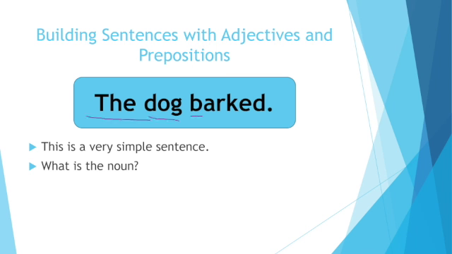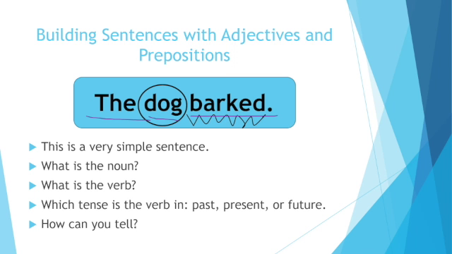The dog barked. What is the noun in that sentence? Right, the noun is dog. Dog is a thing. What's the verb in this sentence? Correct. The verb is barked. Barked is an action word.